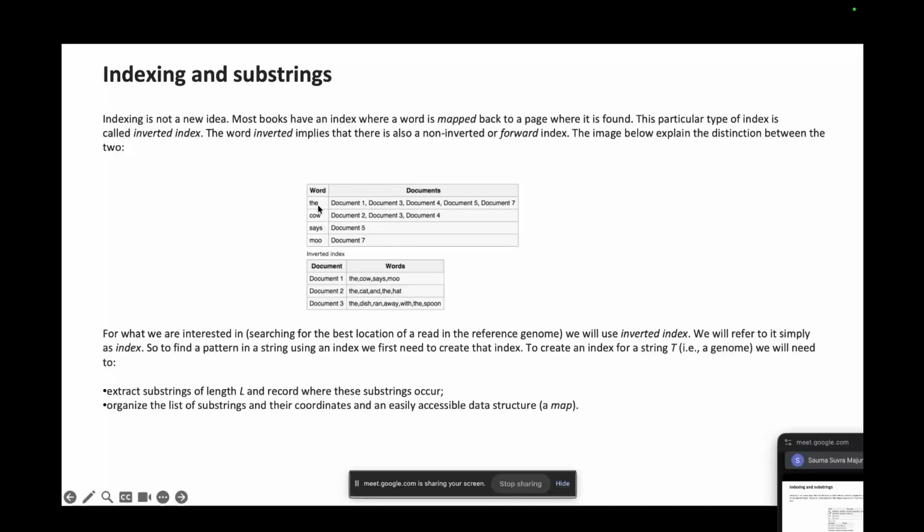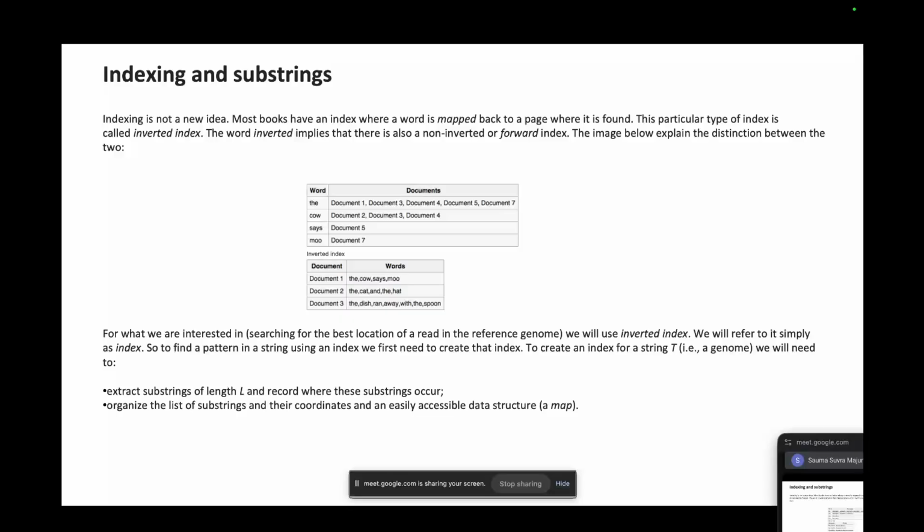For example, the word "the" is present in these many locations. The word "cow" is present in these many locations, and so on and so forth. So this is a straight index, a forward index, right? And if you invert the index, you do it the opposite. In document one, what are the words? In document two, what are the words, and so on. So this inverted index is used for generating the index of the reference.